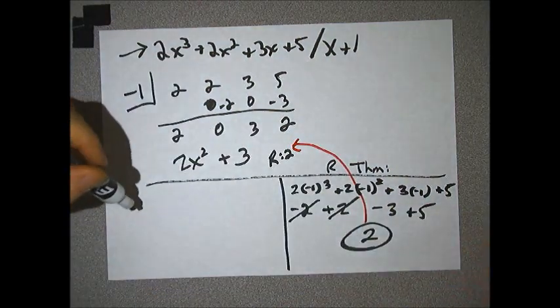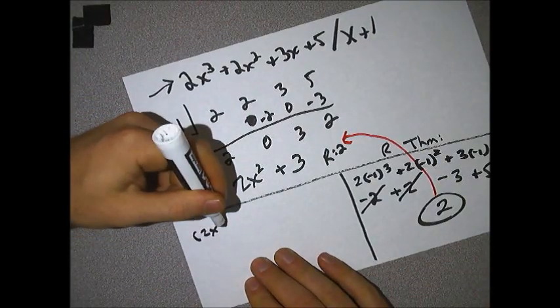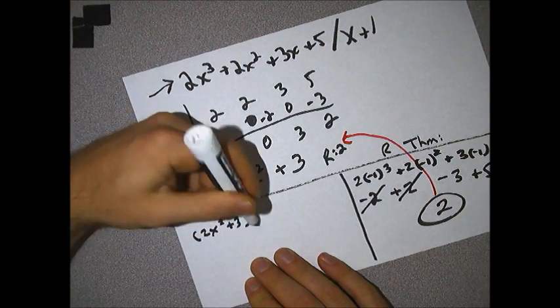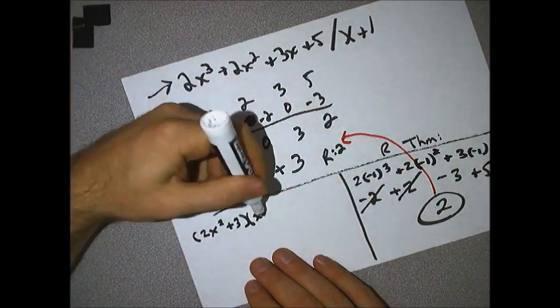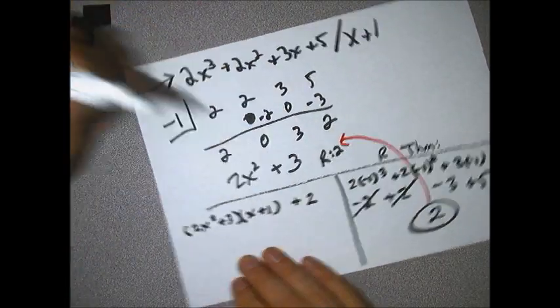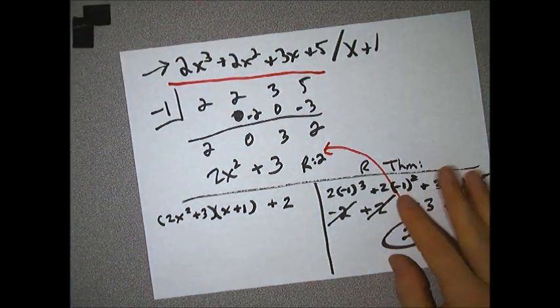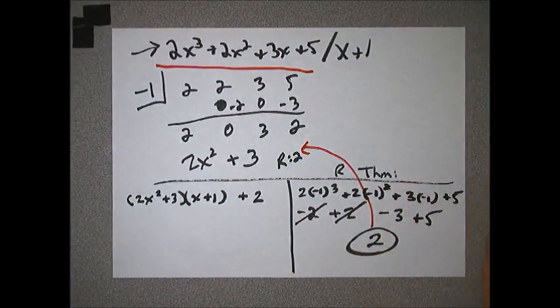And then the other way to prove this is right is to do 2x squared plus 3 times x plus 1, and when you're done, add your remainder of 2, and you should come up with what you started. Any questions? Good? Okay.